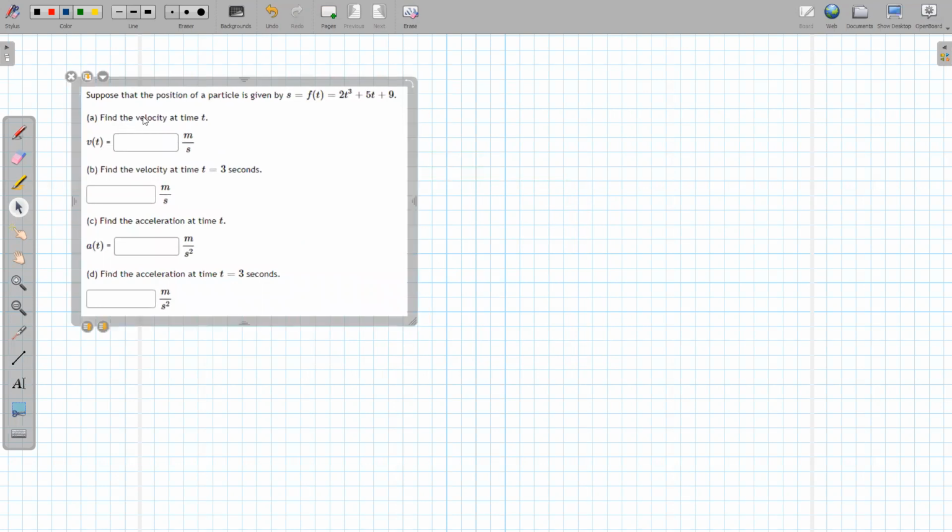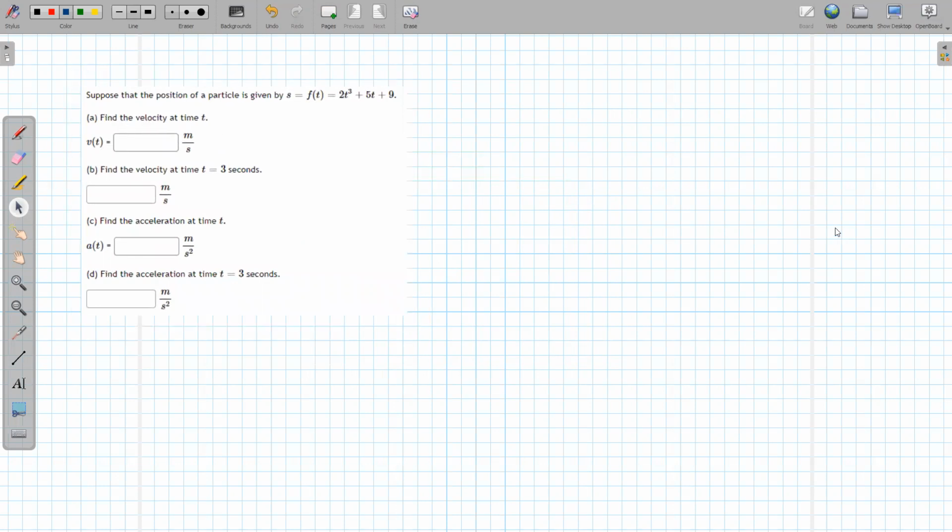So V is velocity, and velocity is change in position. And so what we need to find first is the derivative with respect to time of our position function S. So that's the derivative with respect to time of our function 2t cubed plus 5t plus 9. And we're moving beyond the difference quotient here, so we're going to do the shortcut rules instead. So the shortcut here for the derivative is the power rule that says bring the power down and then reduce the power by 1.